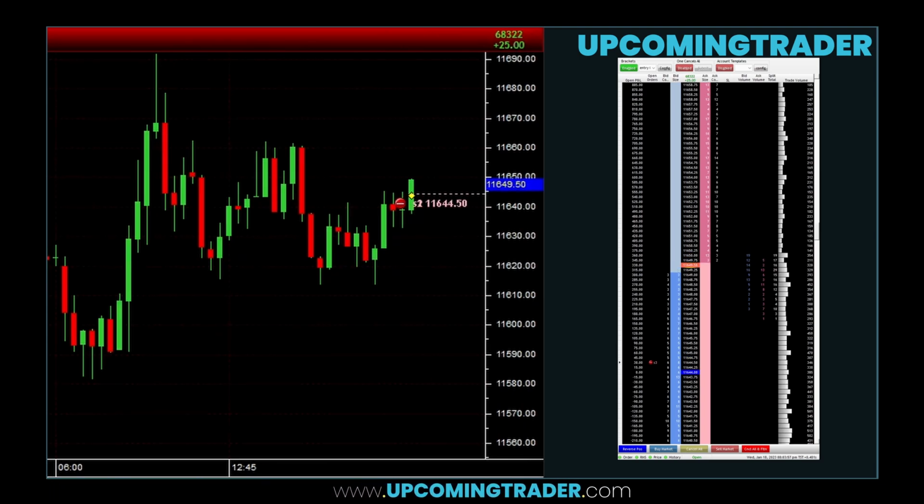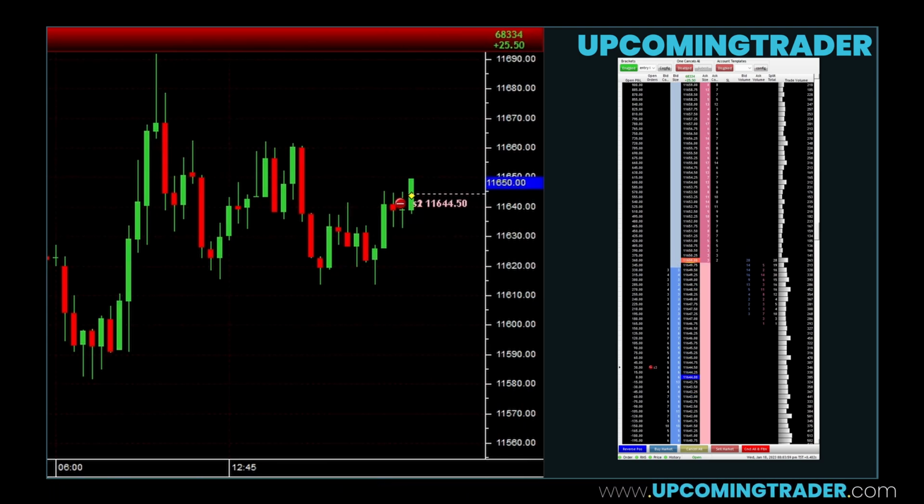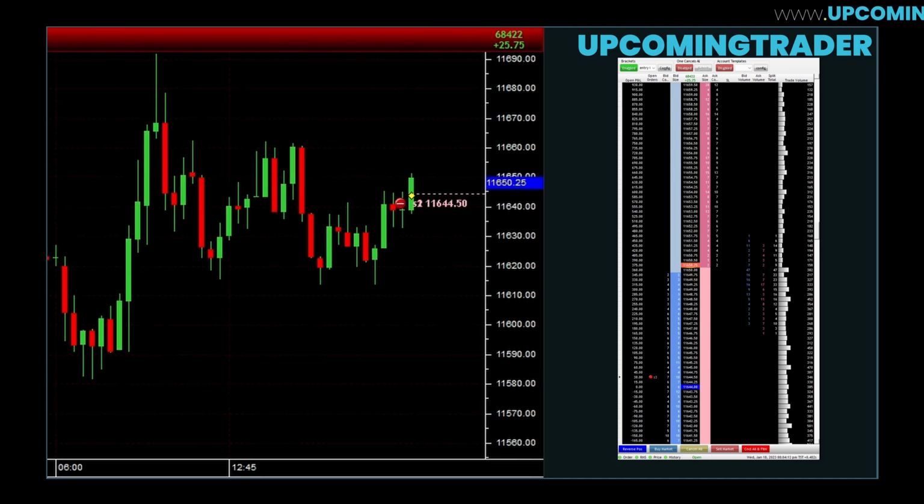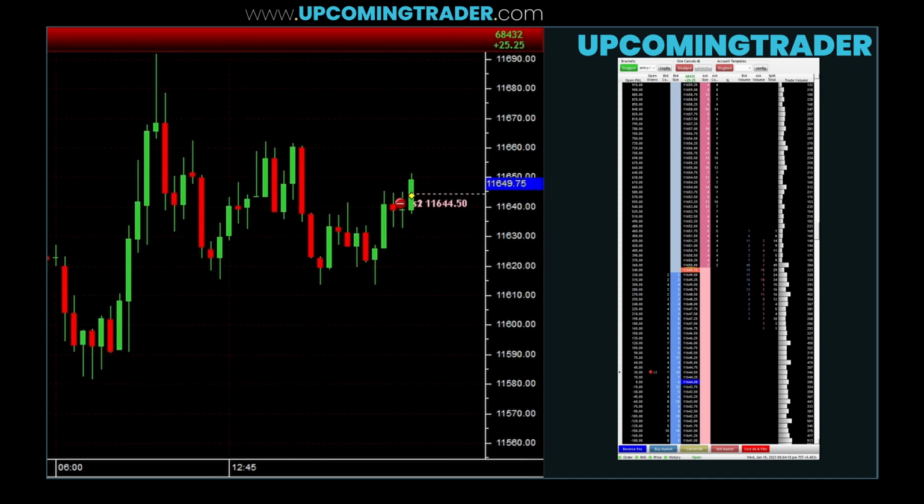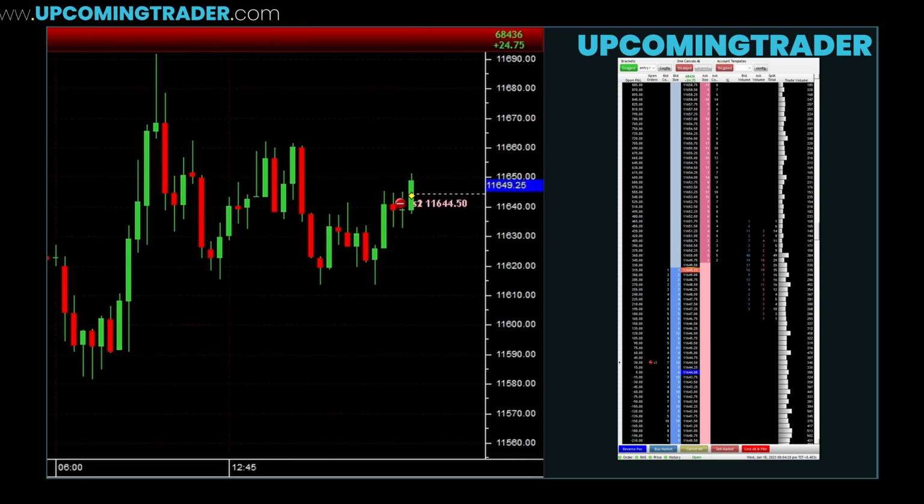Rectangle patterns are formed when the price moves sideways between horizontal support and resistance levels. This pattern signifies a period of consolidation, and traders often look for a breakout in either direction to determine the next move. Rectangles can occur during both upward and downward trends and offer opportunities for breakout trading when the price moves beyond the established boundaries.